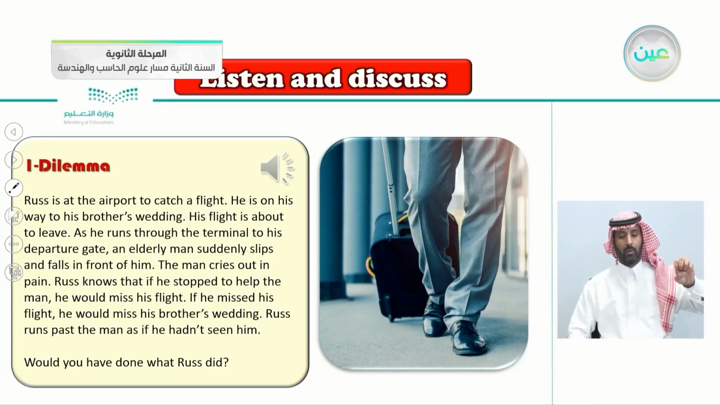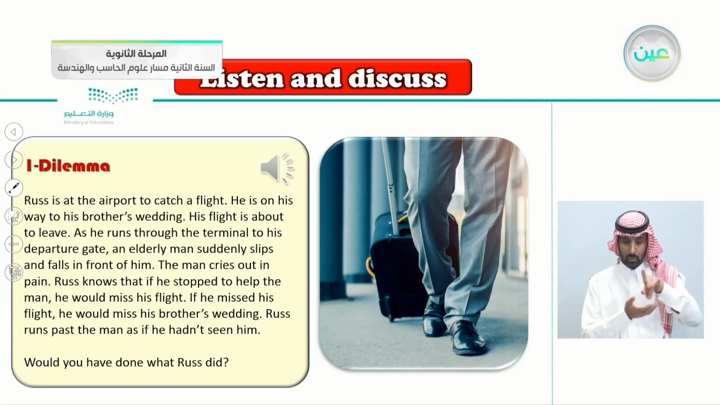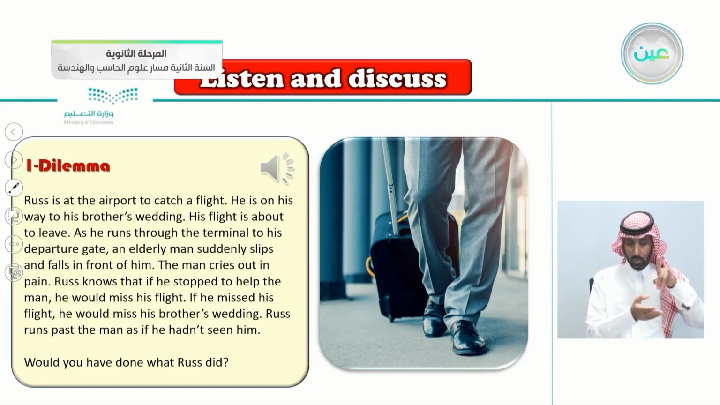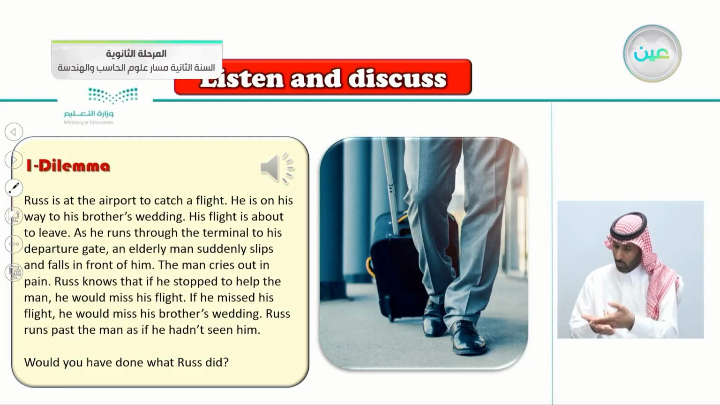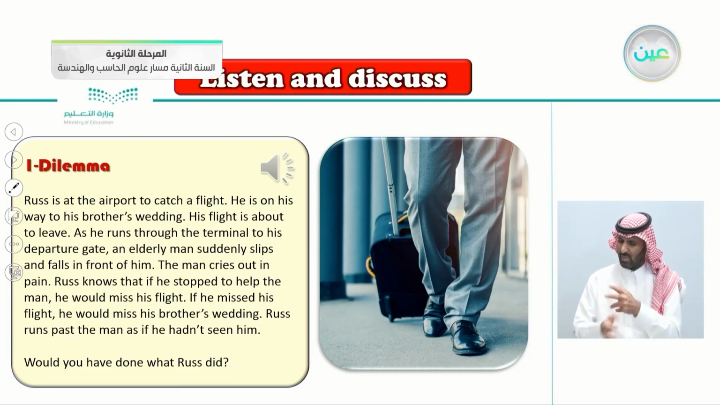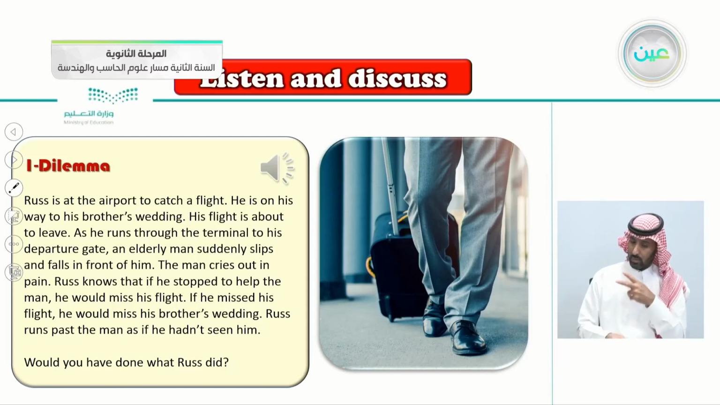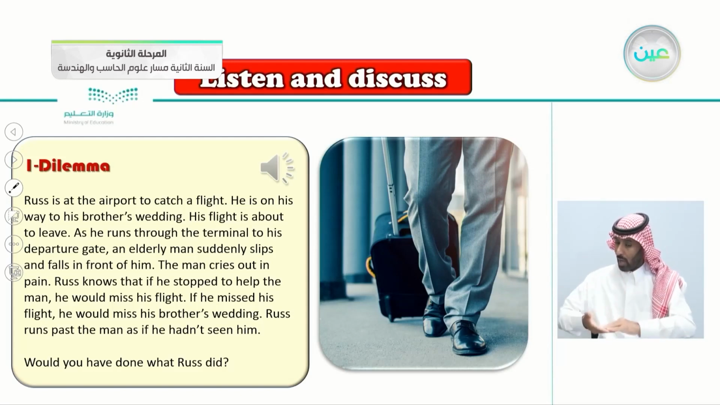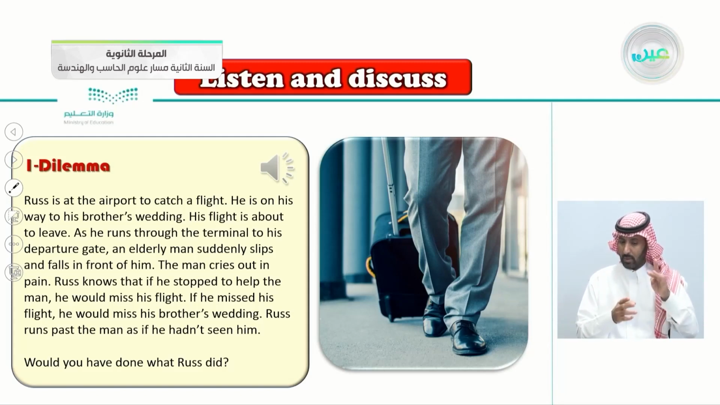Russ is at the airport to catch a flight. He is on his way to his brother's wedding. His flight is about to leave. As he runs through the terminal to his departure gate, an elderly man suddenly slips and falls in front of him. The man cries out in pain. Russ knows that if he stopped to help the man, he would miss his flight. If he missed his flight, he would miss his brother's wedding. Russ runs past the man as if he hadn't seen him. Would you have done what Russ did?